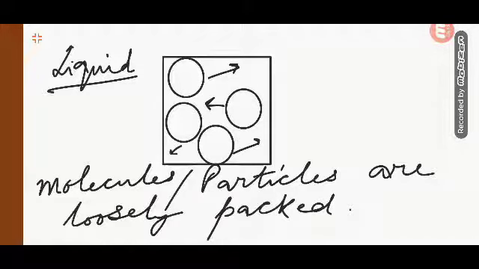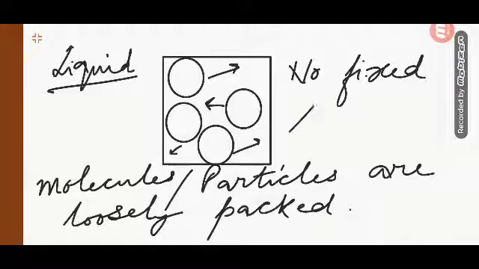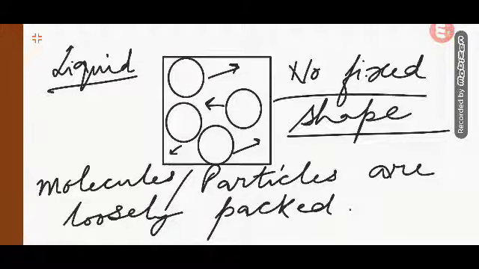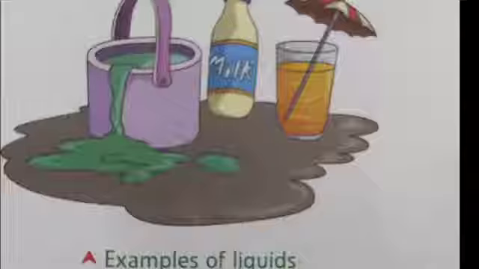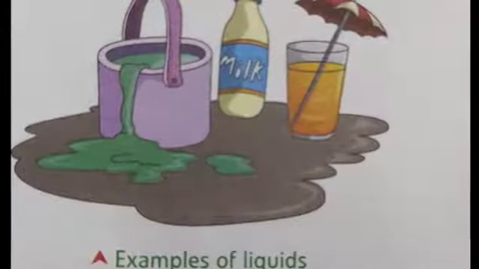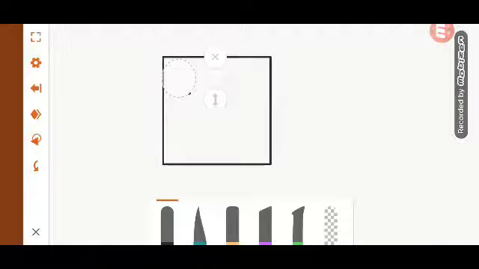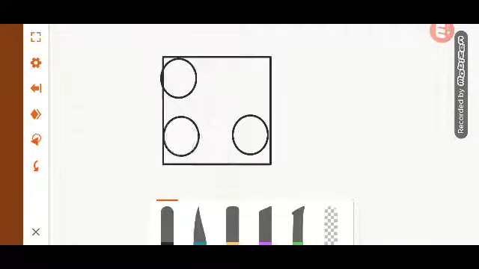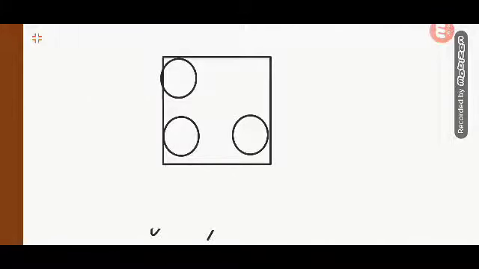Suppose you put water in a glass. On its own, the water will not fly or come out. The water will remain inside the glass. Only when you pour it into another container, it will move into another container. So these liquids can be poured from one container to another, and they take the shape of the container into which they are being poured. So liquids have no fixed shape.